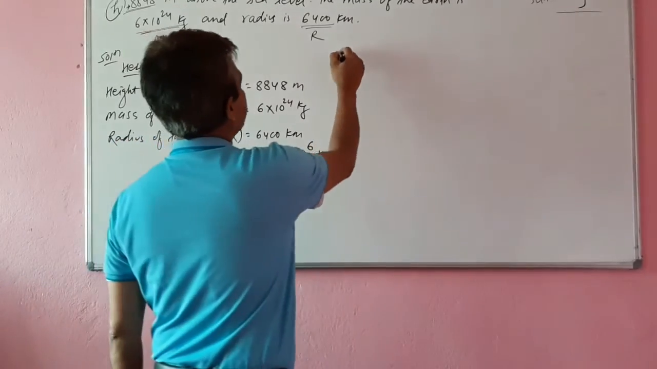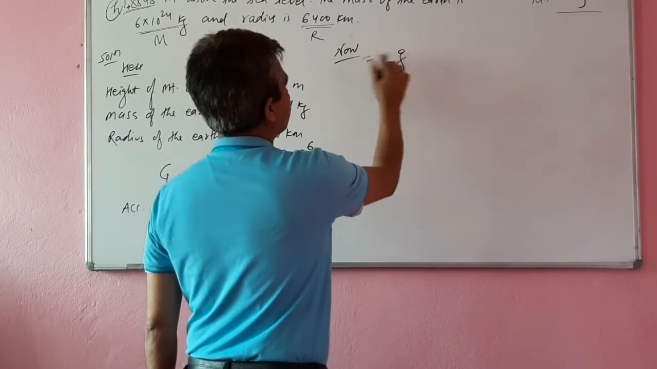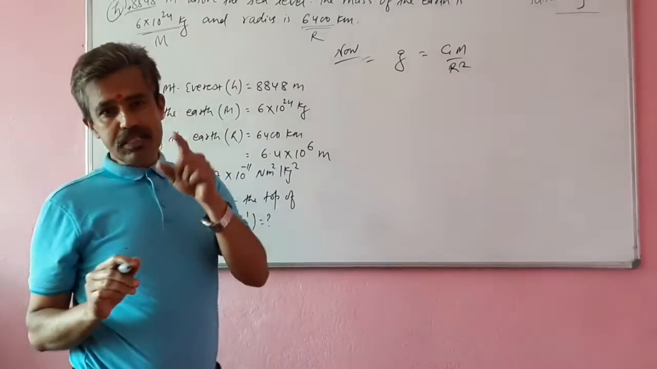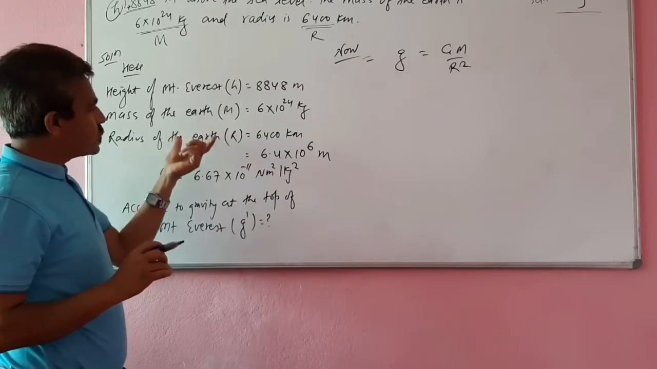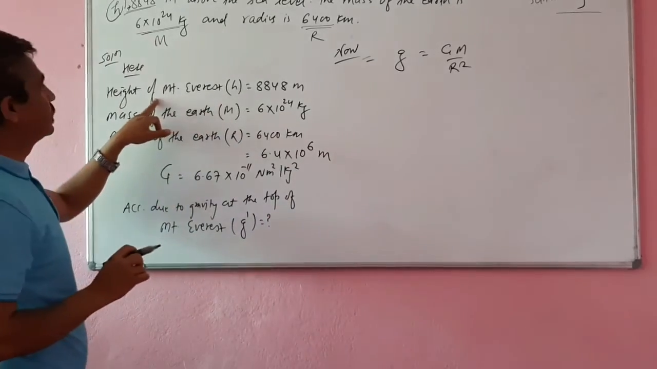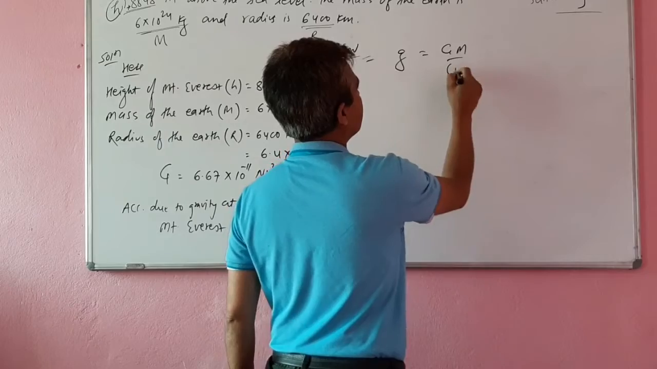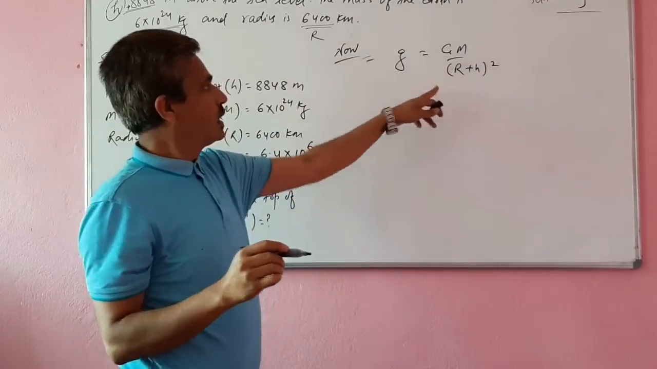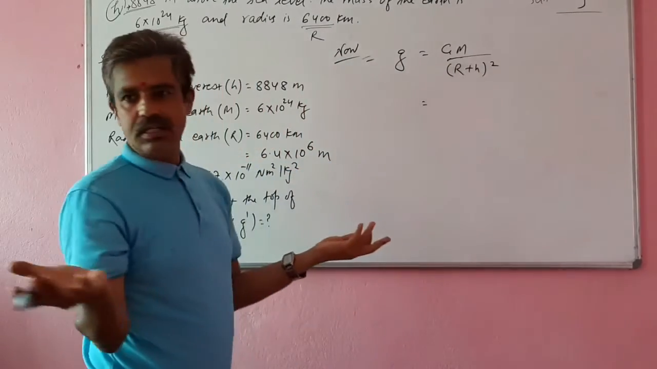So now, what is the formula? One formula is there, do you know? g equals GM by R square. But this formula is applicable for the acceleration due to gravity on the surface of a heavenly body or earth. But here the altitude h is given. So g prime equals GM by R plus h whole square. Remember this formula. g prime equals GM by R plus h whole square. Now others are very easy.